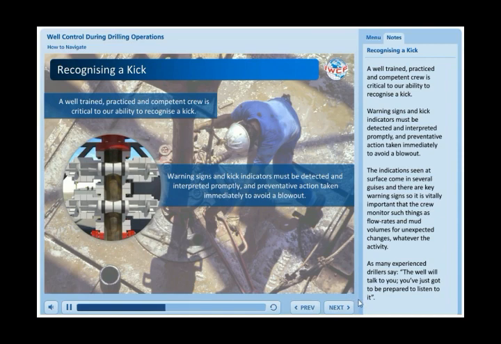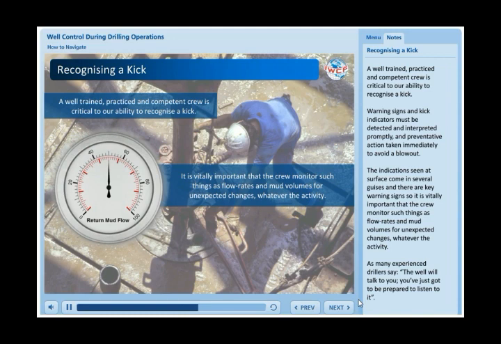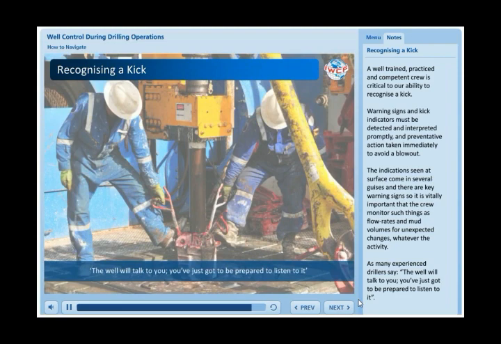The indications seen at surface come in several guises, and there are key warning signs, so it is vitally important that the crew monitor such things as flow rates and mud volumes for unexpected changes, whatever the activity. As many experienced drillers say, the well will talk to you. You've just got to be prepared to listen to it.